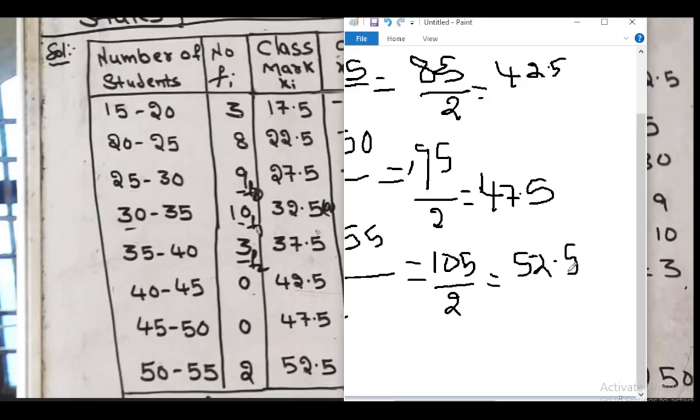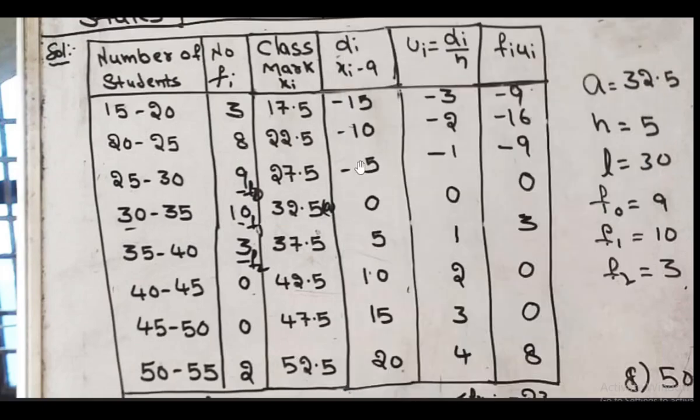52.5 is the midpoint of 50 to 55. So these are the class midpoints as well as the class marks. By using these class marks, we find the deviations and step deviations. So next one, deviation.